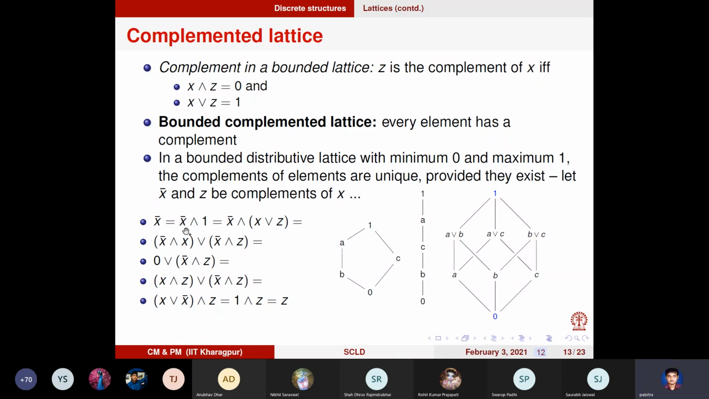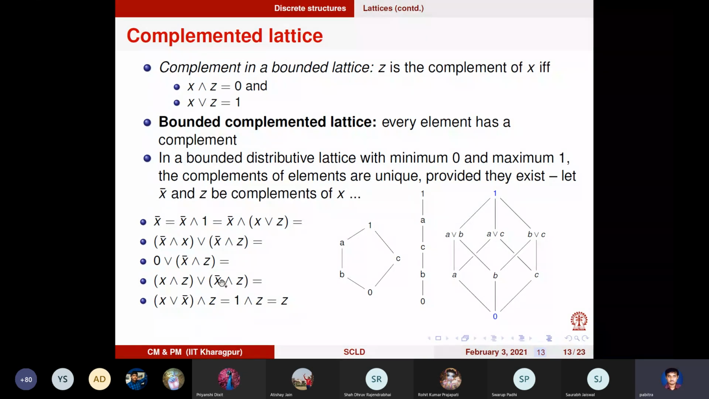Why is this true? Can you tell? Why can I write X bar equal to X bar meet 1? Because 1 is the maximum element. Yes, so X bar is less than 1. Very good. It's because it's the maximum element. Okay. And then since X and Z are complements, as we have assumed, X join Z is 1. So I replace 1 by X join Z.